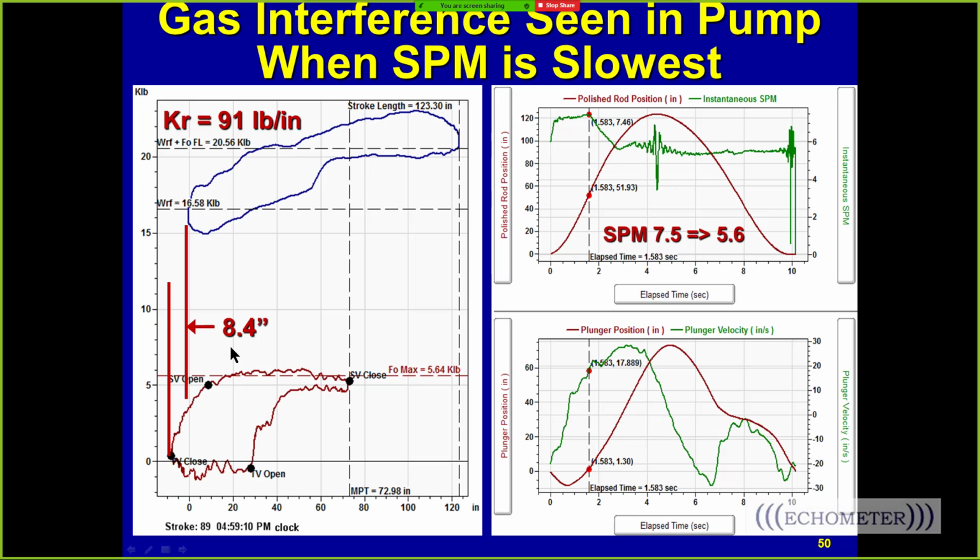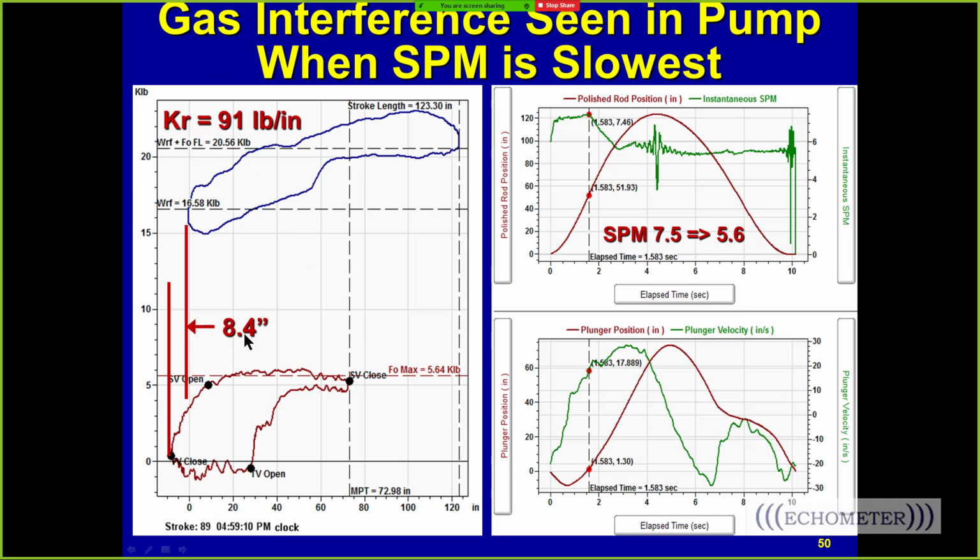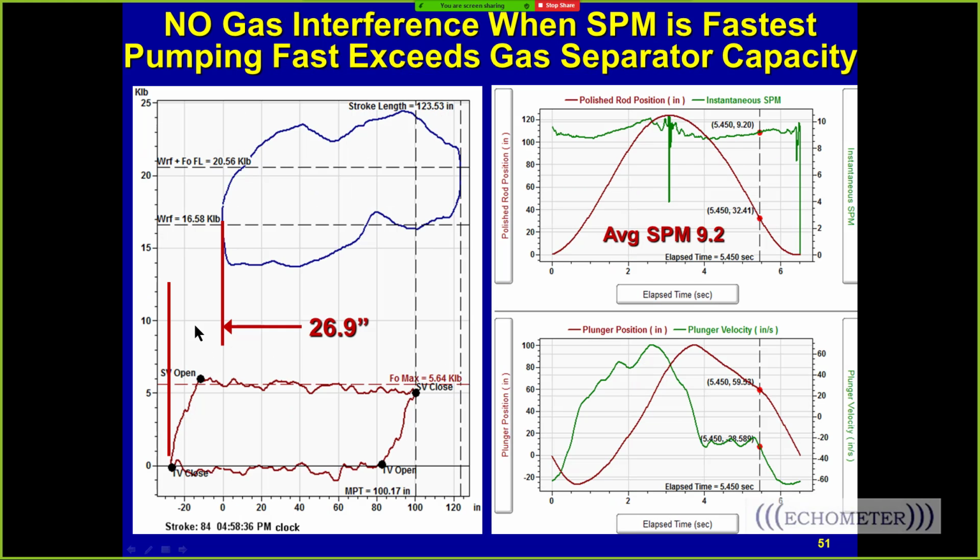But now notice here we went from about 5.6 strokes a minute to about 9.2 strokes a minute. And now notice the bottom of the stroke has moved relative to the surface card. This is 26.9, that's 8.4, so that difference is about 18.5. So the plunger is about 15, 16 inches deeper in the barrel. And so that's due to the faster pumping speed. It's moving the plunger in the barrel deeper as it pumps faster.